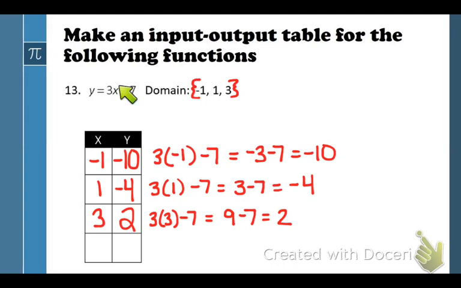This is a continuous function, okay? Meaning it's a straight line, and it goes to the right forever. It goes to the left forever.